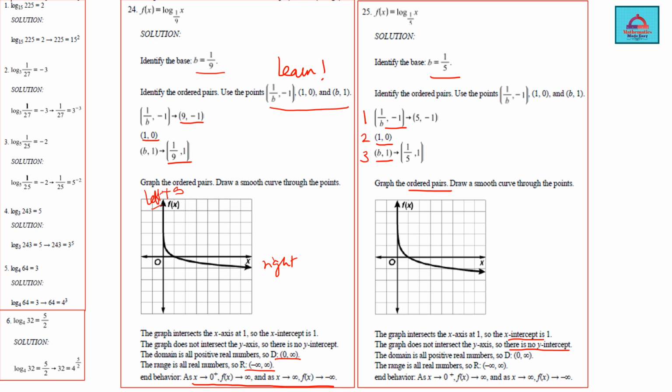The domain is again all positive real numbers, 0 to infinity. The range is all real numbers, minus infinity to infinity. And the end behavior, as discussed on the left, the graph is going up and up towards plus infinity. So as x goes to 0 from the positive side, f(x) is going to infinity, and as x goes to plus infinity, on the right side f(x) is going down, so minus infinity.